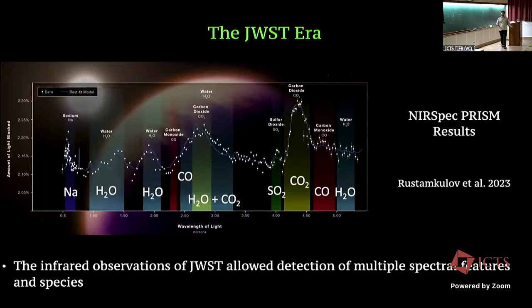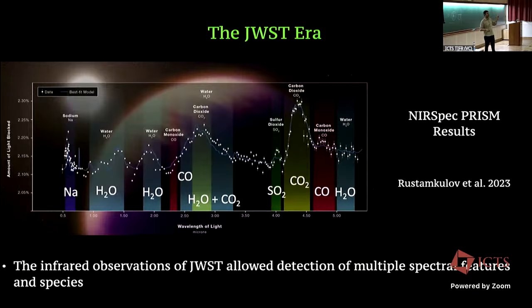So with the JWST era, in one of the previous slides, I showed you the HD 209458b spectrum using HST data. With HST, we only had access until 1.7 micron. With JWST, we now have access all the way from 0.5 to 5 micron and beyond, until 15 micron. And what has this opened up? This has opened up the arena to discover molecules in exoplanet atmospheres like CO2 and SO2.